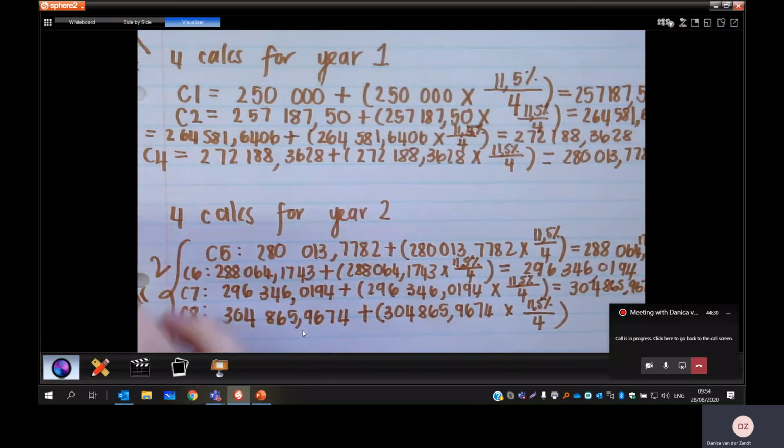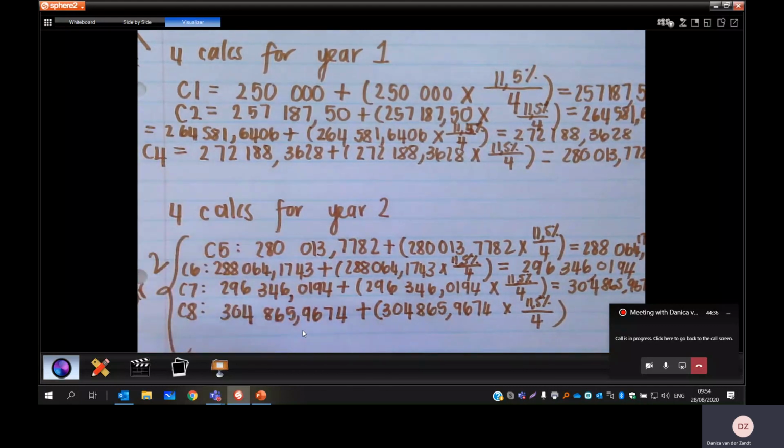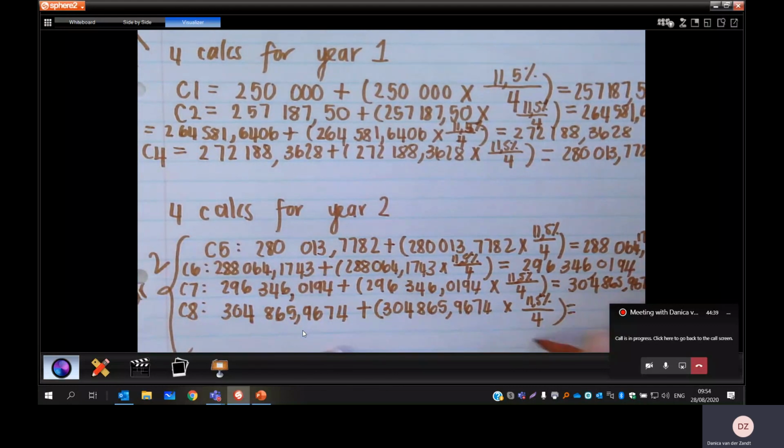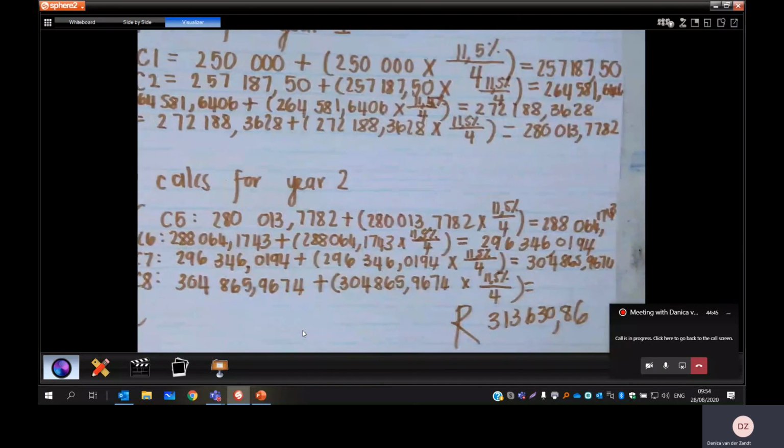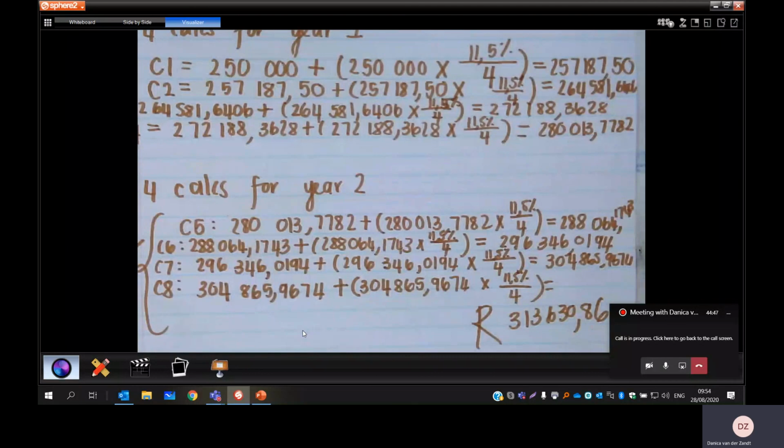And just to show you what my final answer is, my final answer is 313,630 and 86 cents. And that is what compound interest is.